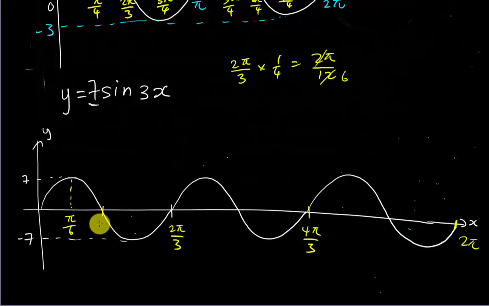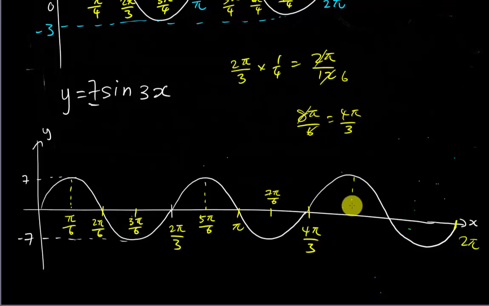Then I continue. This one will be 2 pi over 6. This one will be 3 pi over 6. Then you will find this is 4 pi over 6, because they are simplified already. Then this one will be 5 pi over 6. This one will be 6 pi over 6, which is pi. Then I continue to 7 pi over 6, and then this is 8 pi over 6. You simplify, you get 4 pi over 3.